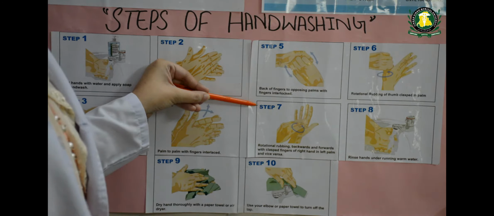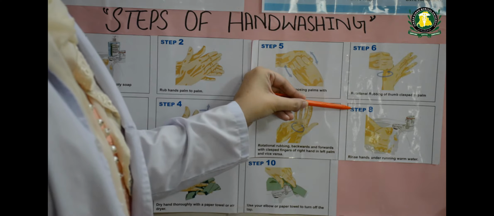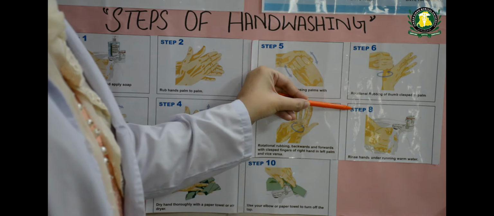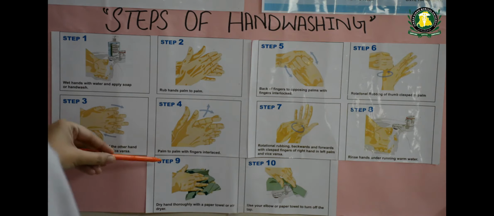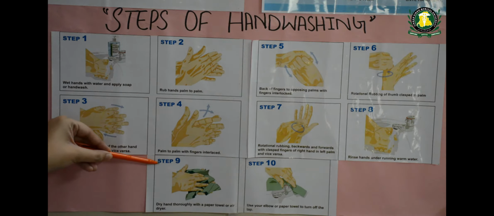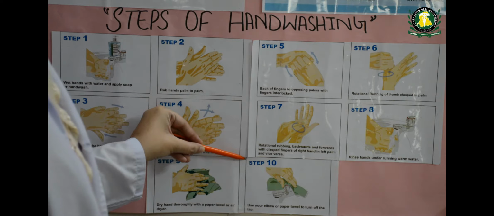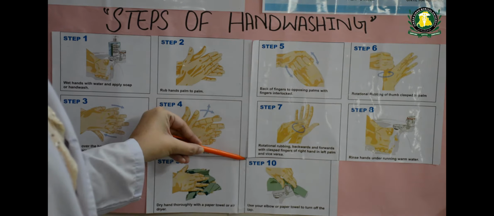Step 8 is rinse hands under running water. Step 9 is dry hands thoroughly with paper towel or air dryer. Step 10 is use your elbow or paper towel to turn off the tap.